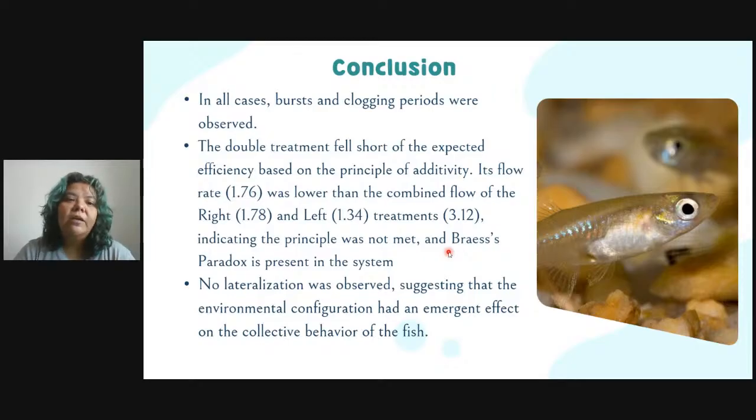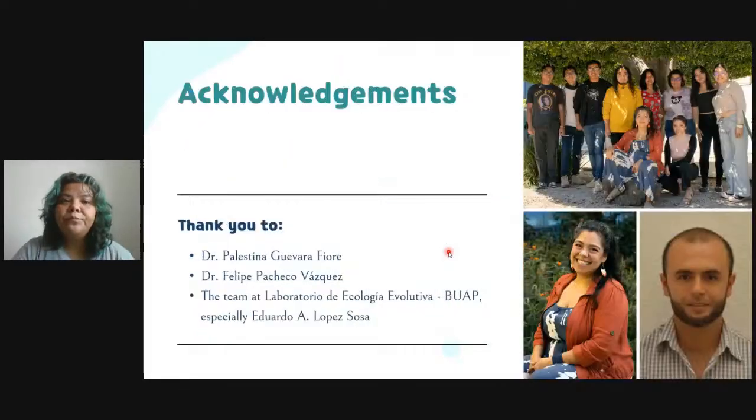So to sum up, in all cases there were bursts and clogging periods, and the double treatment fell short of the expected efficiency based on the principle of additivity, which means that the sum of the right and left treatments was not equal to the flow on the double treatment. So the Braess paradox is present in the system. There was no lateralization, suggesting that the environmental configuration had an emergent effect on the collective behavior of fish.